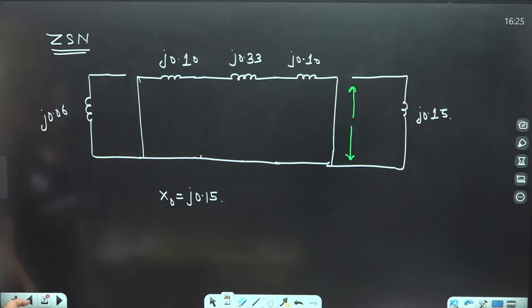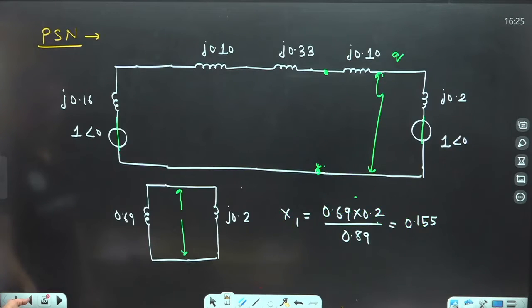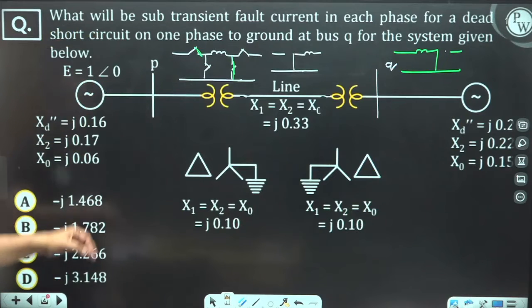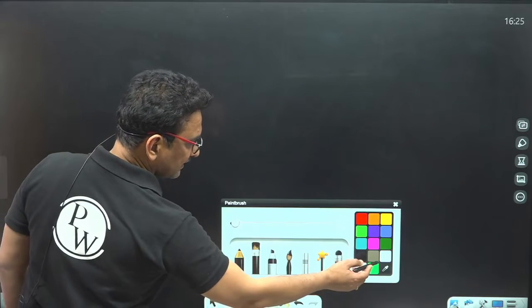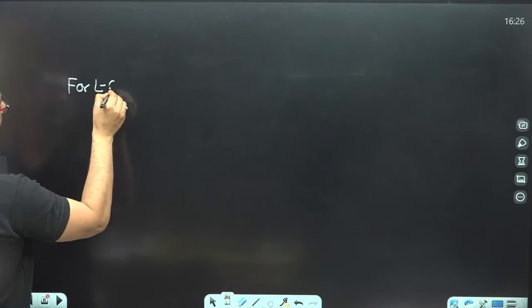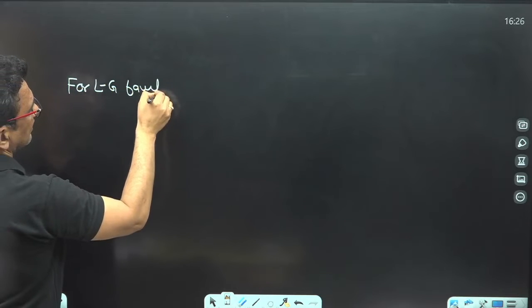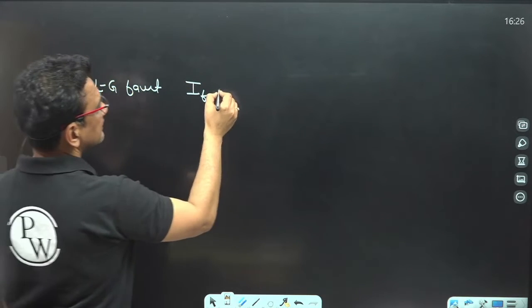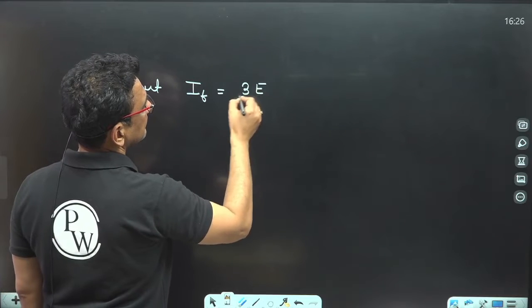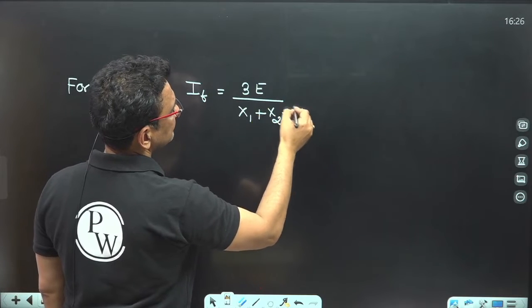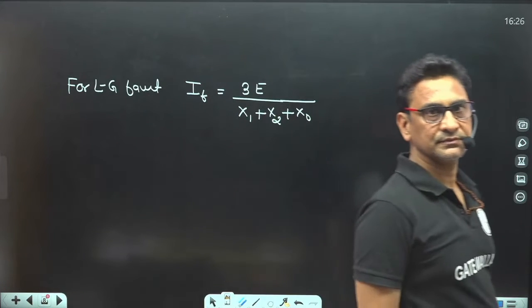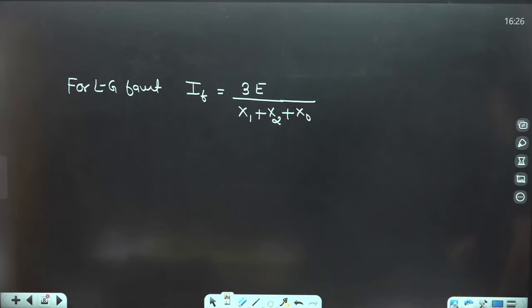Now, once you have the values of X1, X2 and X naught, you have to find out the value of the fault current. For a line to ground fault, what is the value of fault current? It is nothing but 3E divided by X1 plus X2 plus X0. Clear?